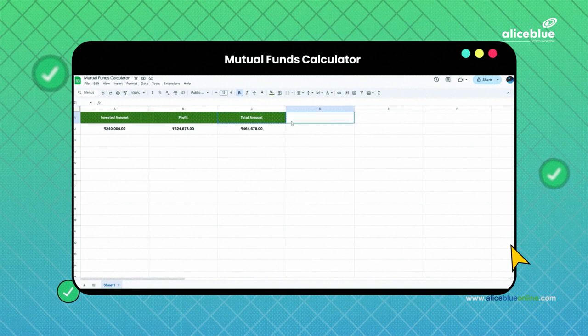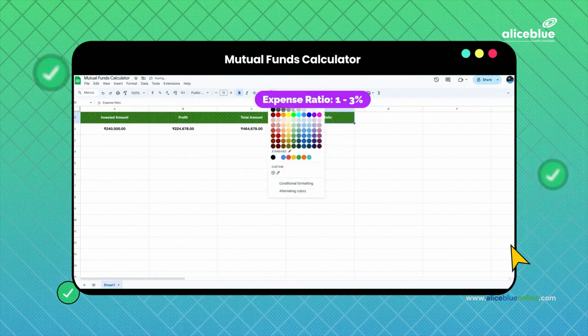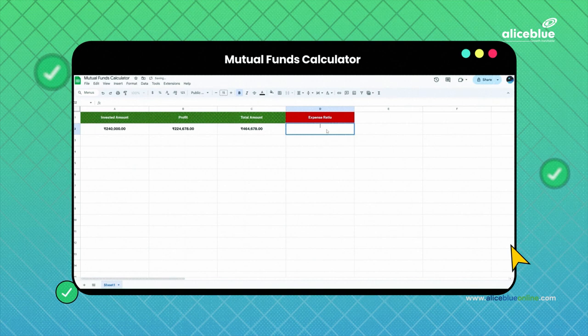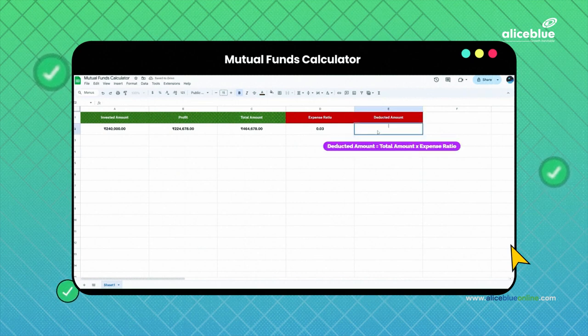Now if we add another column over here called the expense ratio. Now this expense ratio is usually between 1 to 3%. Let me mark it as red because it's going to be deducted. So let's just take 3% for this example. Now we get another column because of the expense ratio called the deducted amount. Now to calculate this deducted amount, we multiply our total amount with the expense ratio.